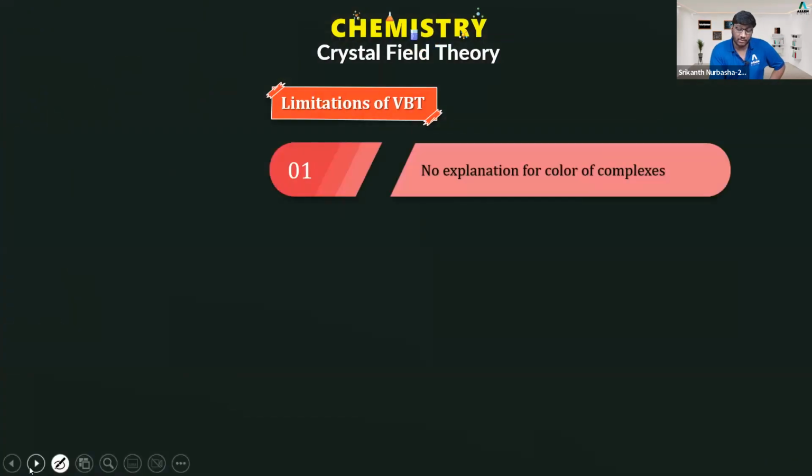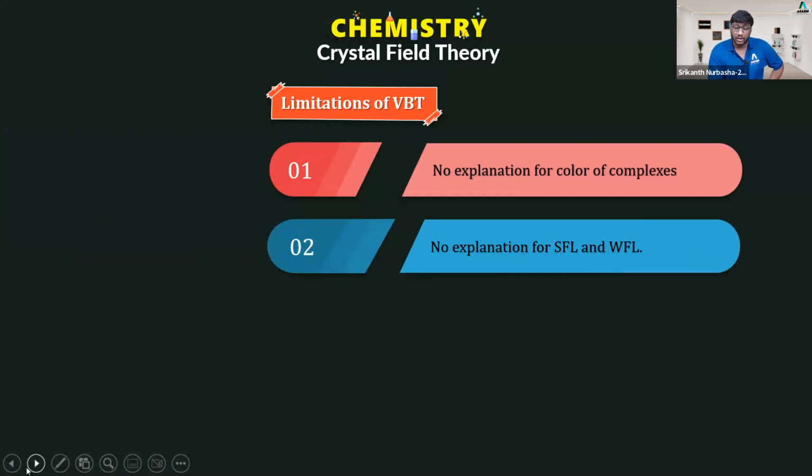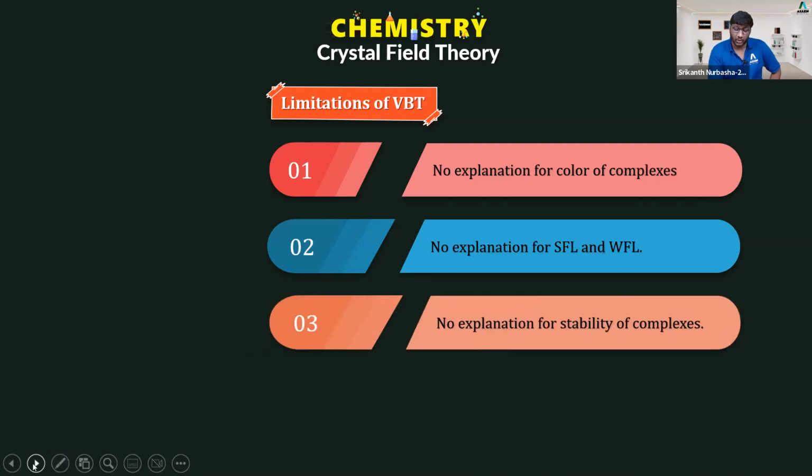What are the limitations? First, it is not explaining any color, and no explanation for strong field ligand and weak field ligand. That is not even explained in crystal field theory. The next theory also cannot explain why a complex is strong field ligand, why a complex is weak field ligand. Yes or no? Because that is completely obtained from spectrochemical series. No explanation for stability of complexes. Which complex is more stable, which complex is less stable, that is also not explained.